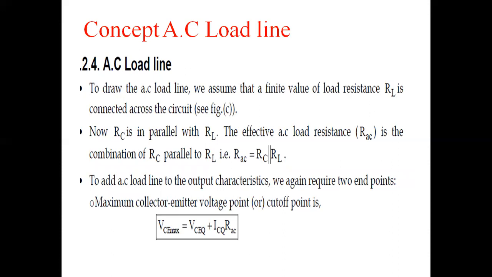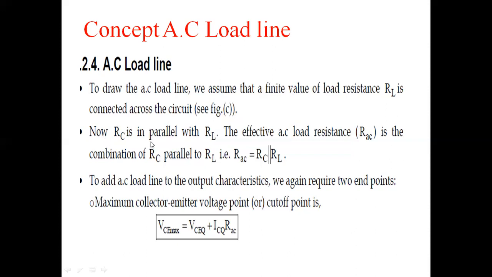So, AC load line. AC load line is the line along which the Q point shifts up and down when changes in the output voltage and the current of an amplifier are caused by an AC input signal. To draw the AC load line, we assume that a finite value of load resistance RL is connected across the circuit.